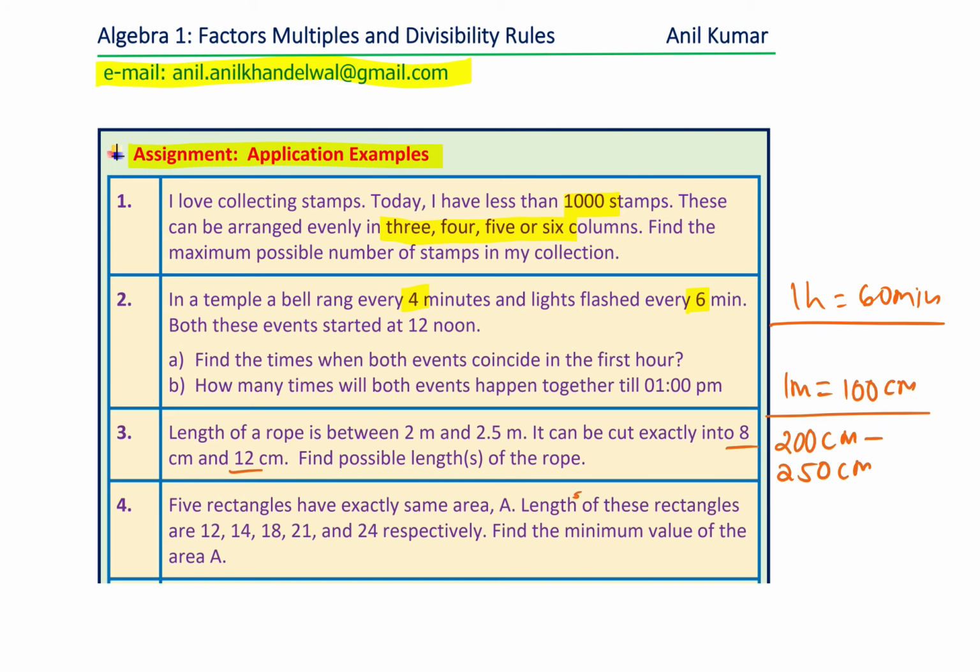Okay, once again, question number 4 for you is, 5 rectangles have exactly the same area. So we are looking into rectangles, think about them, right? These rectangles have a fixed area, right? So the length is different. So length is a variable. So lengths are 12, 14, 18, 21, and 24. Find the minimum value of A. So minimum value means lowest common multiple of these numbers.